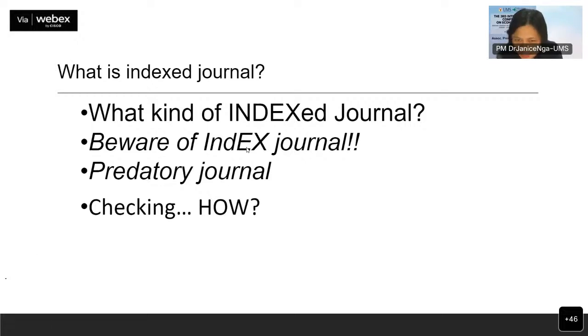X, that means dulu. Last time it may have been in the index, now no more. Ex, like an ex-boyfriend, former really. Or maybe some of you say my X, X, whatever, but you don't understand what that means, right? Apparently it's already out. So beware of index journals.